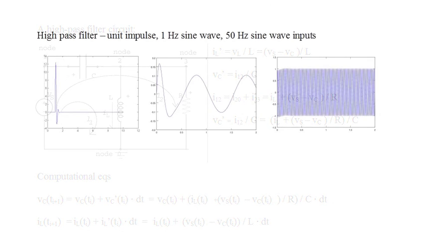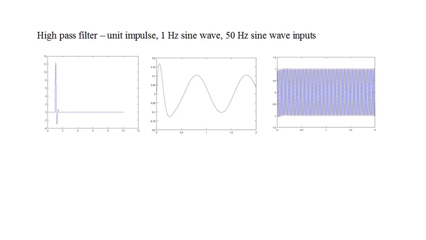This time we'll skip the hand calculations. The graphs show the filter response for a unit impulse, a sine wave at 1 Hz, and a sine wave at 50 Hz. Noting the vertical scales on the graph, the amplitude of the 1 Hz sine wave is 0.05, while the amplitude of the 50 Hz sine wave is very close to 1. So the circuit is performing as a high-pass filter as advertised.